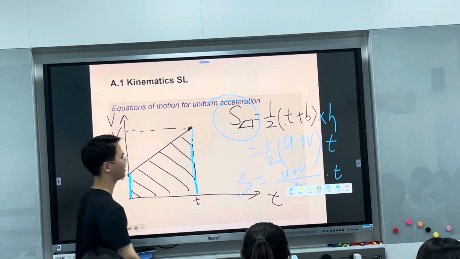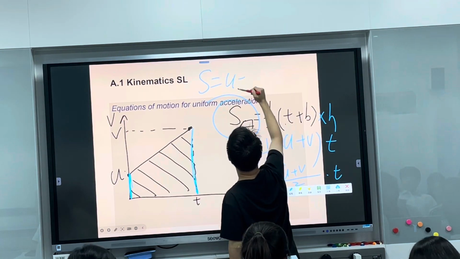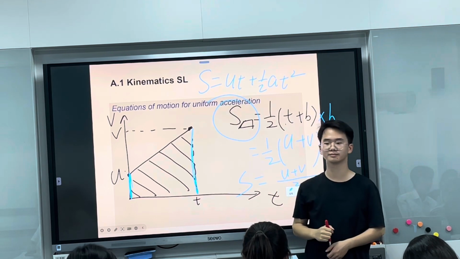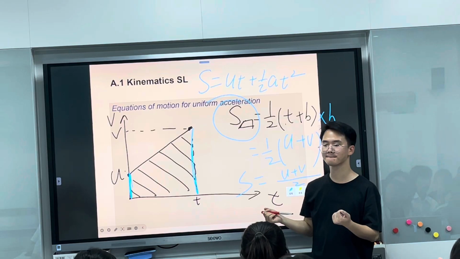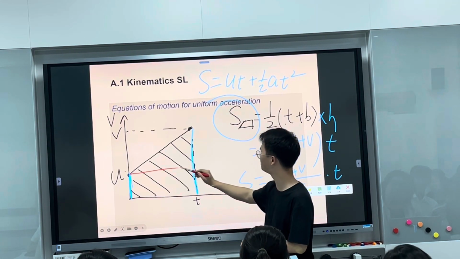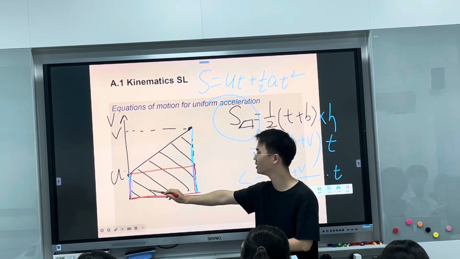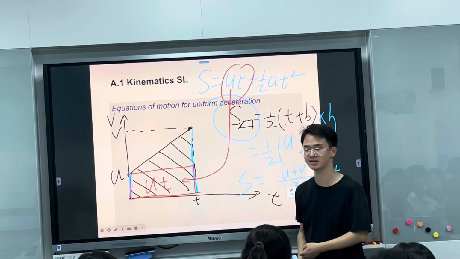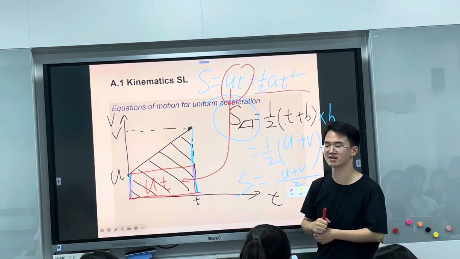That's our second equation. What about the third equation, s equal to ut plus 1 over 2 at squared? How do we get this one? Very good. If we split it into two sections, what's the area of this one here? ut. So ut, this part, actually represents this rectangle. What about this 1 over 2 at squared? How do we get this?